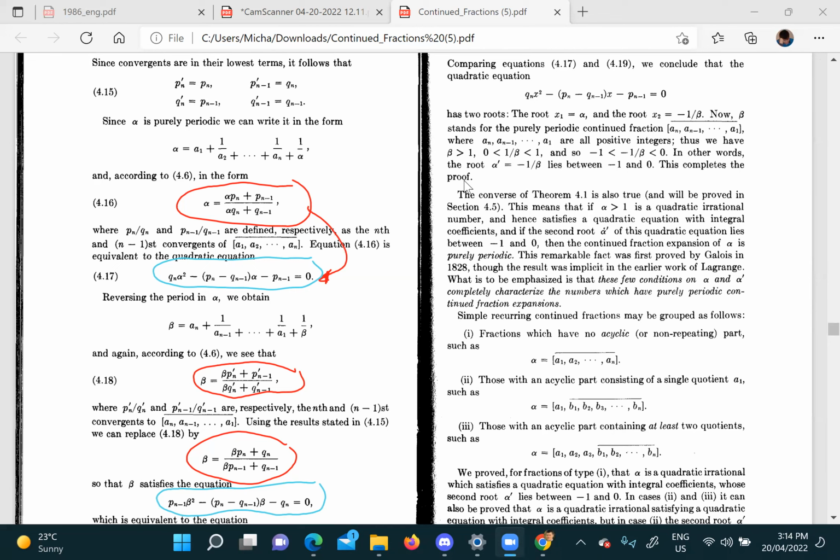Oh wait, that's so genius. Comparing equations we conclude that it has two roots, yeah? Okay, so we already discussed this. And then beta is always bigger than 1 because if it's periodic it can't start with a 0, because the 0 can't come up later.